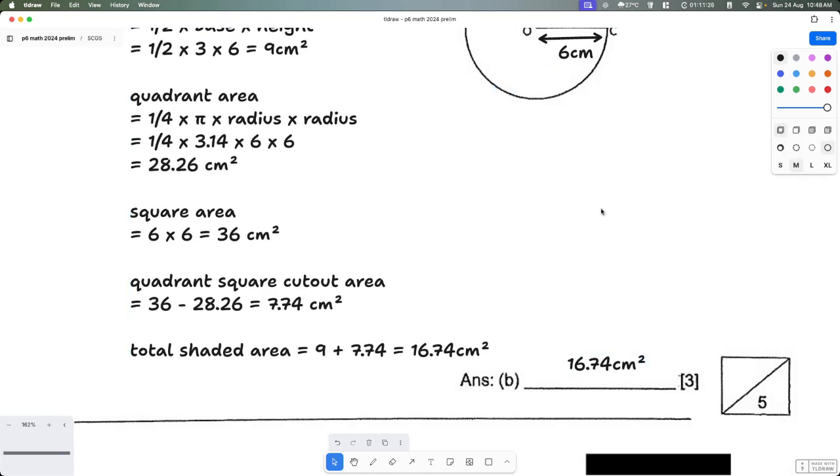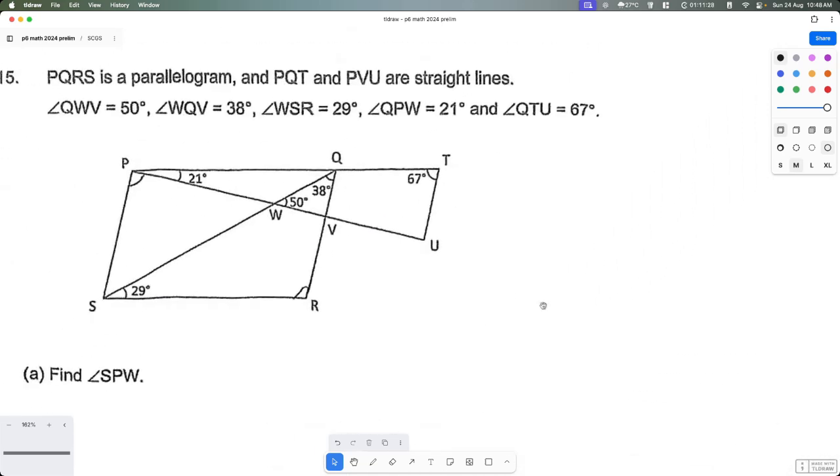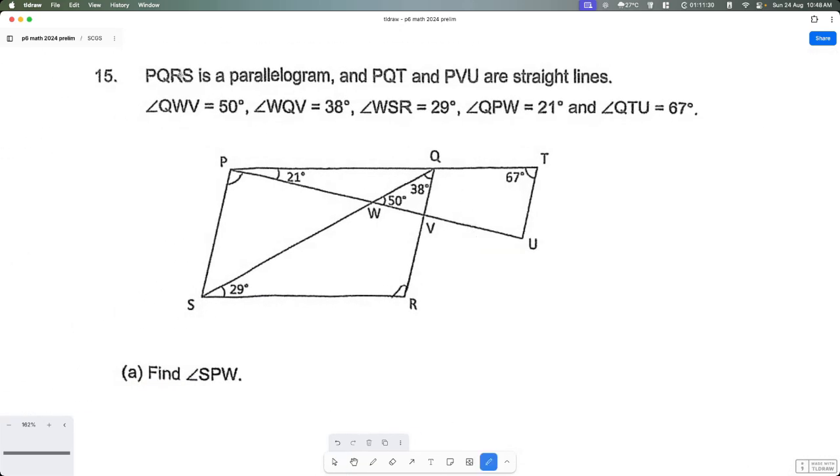Alrighty, let's move on to the next question. Question 15, it says here PQRS is a parallelogram. So I'm going to draw this here. A parallelogram like this, 1, 2, 3, and 4. Now the next thing is PQT and PVU are straight lines. So let me just draw some lines. PQT is one straight line and PVU is another straight line.